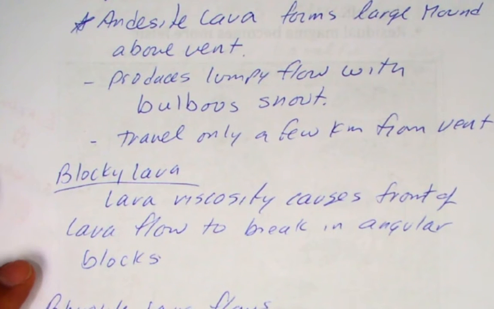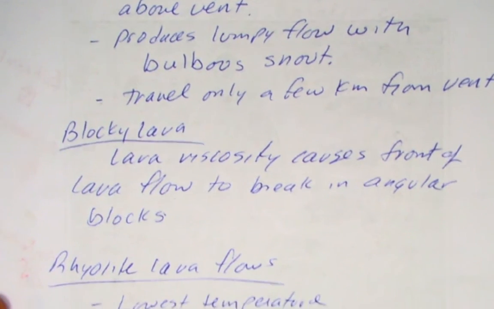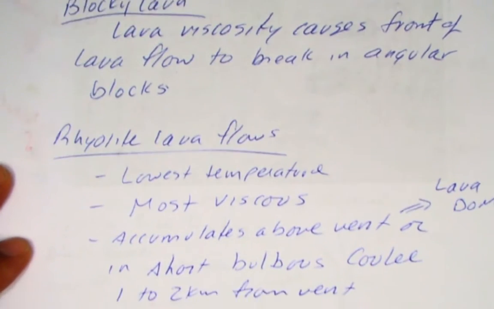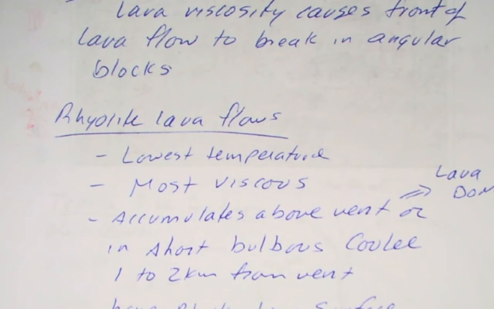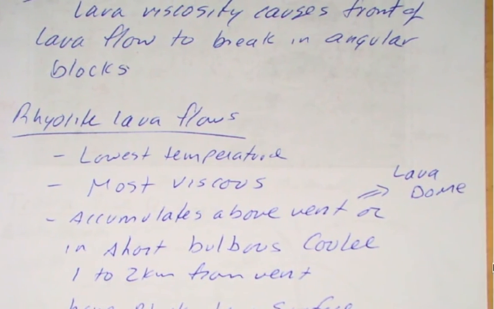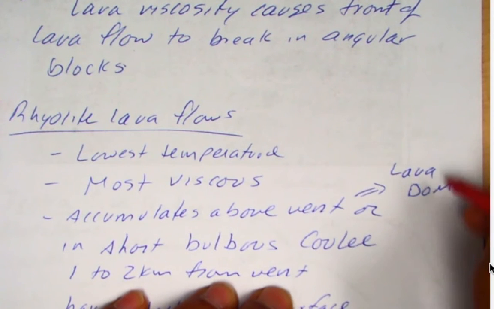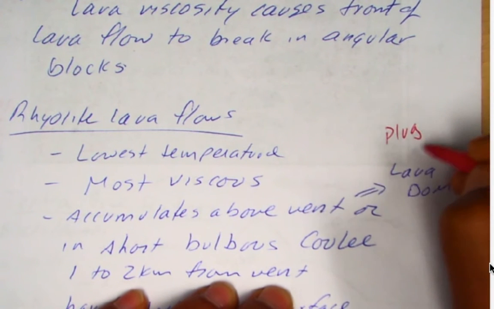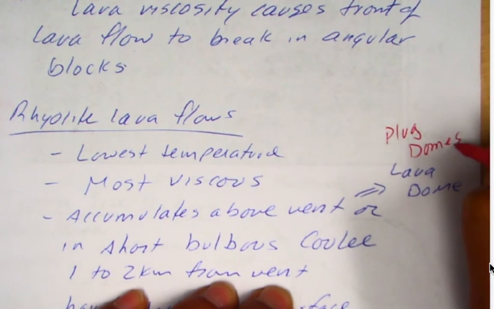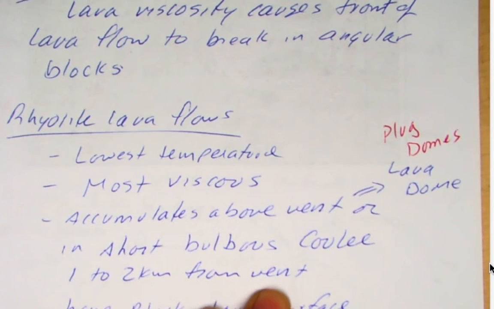It's almost like the lava here, but it's going to be this andesitic structure. And then in terms of the rhyolitic lavas, these are going to be the lowest temperatures. Remember, because these are felsic, and felsic magmas are going to be low temperature. They're going to be the most viscous. They tend to accumulate right above the vent. In fact, sometimes we call these lava domes or plug domes because they tend to plug up the volcanic vent.